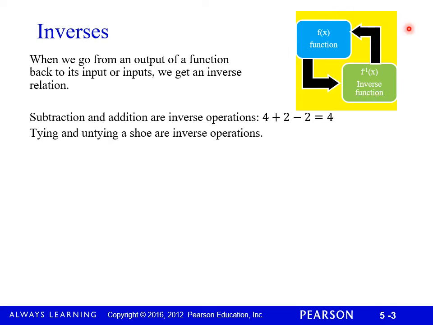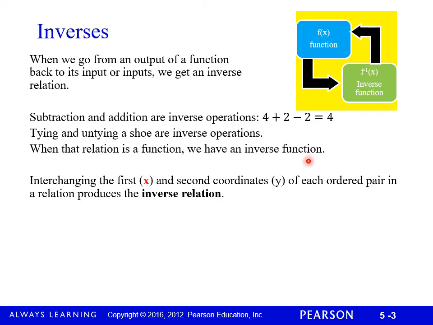Conceptually, you might think of it like tying and untying a shoe. If you tie your shoe and then you untie it, you're back to an untied shoe. So it's just a loop, if you will. A function's inverse undoes whatever the function does. So if my function was tying, the inverse function would be untying. If my function was subtraction, the inverse would be addition, and vice versa. When a relation is a function, we also have an inverse function.